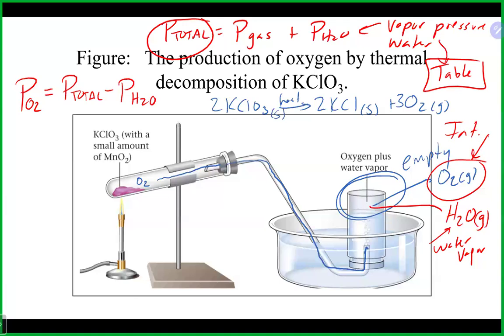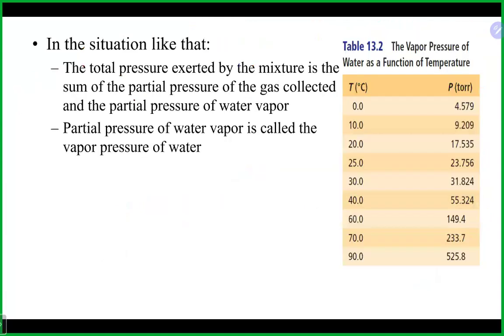Usually, like I said, you find that value on a table, you subtract that value from the atmospheric pressure, and that'll get you the pressure of really the gas you're interested in. Because again, if you're doing this experiment, you're interested in the oxygen gas. You're not really interested in the water vapor that you collect. It is sort of a byproduct of how you collected the gas.